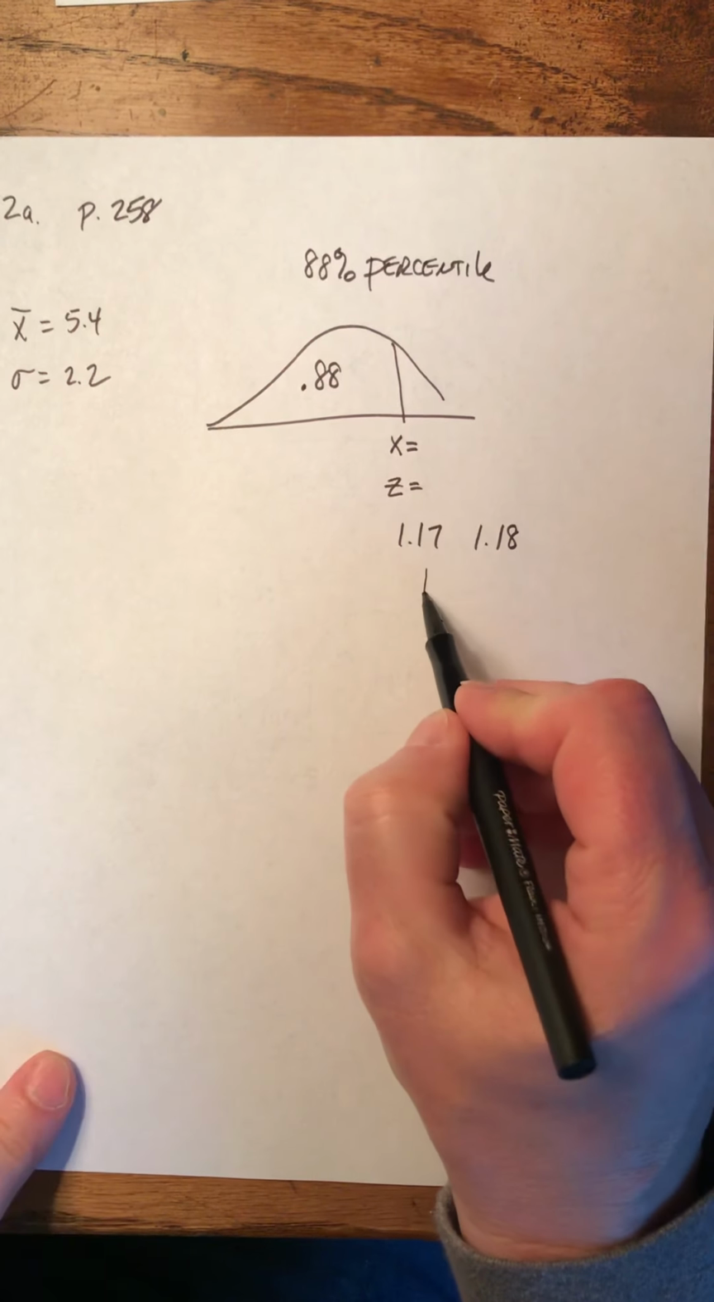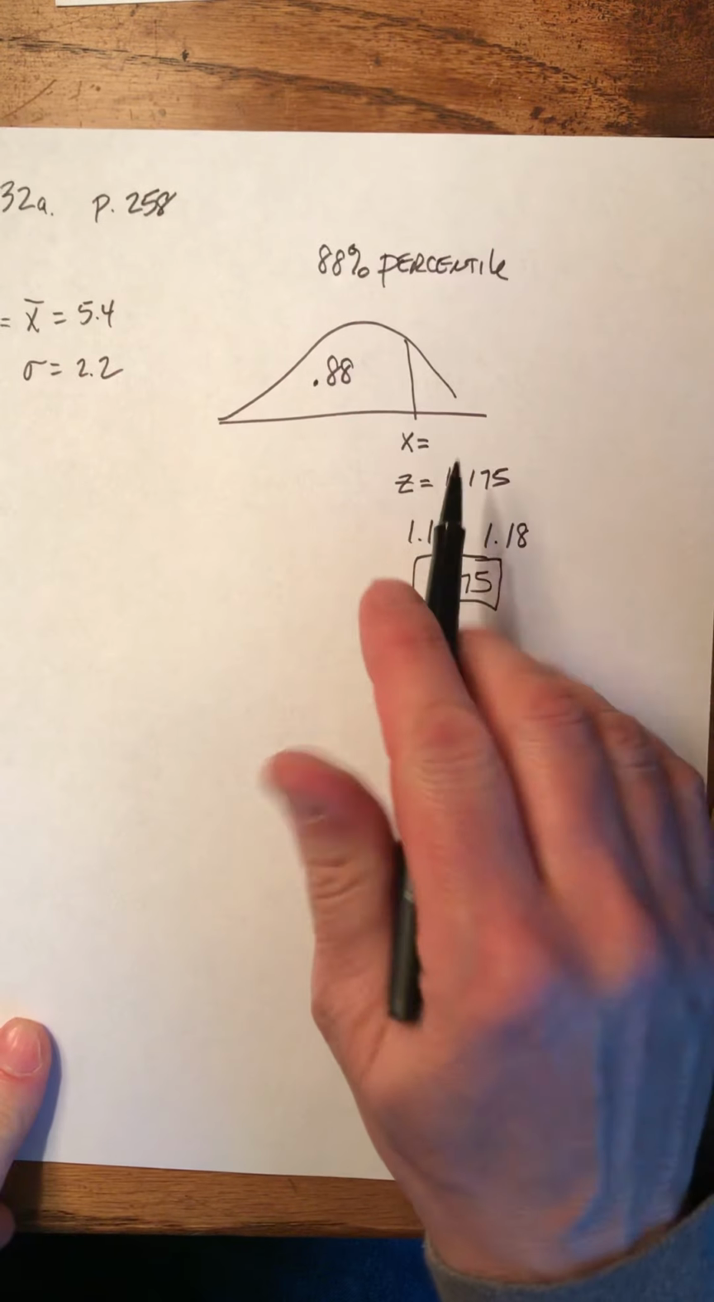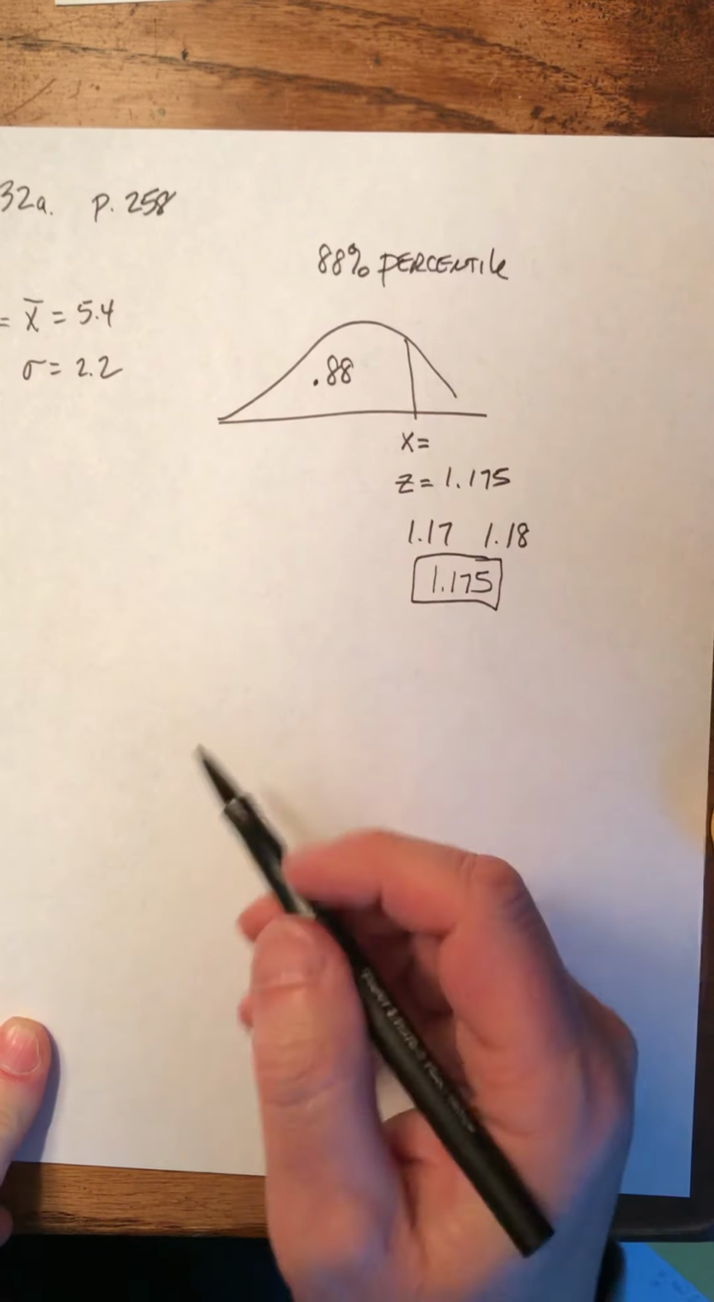So we could actually call this a 1.175 if we want it to be really accurate. This would be our z-score. Now, if you used on a test either one of these, that would be okay. This still doesn't tell us the score that's better than 88% of the people.